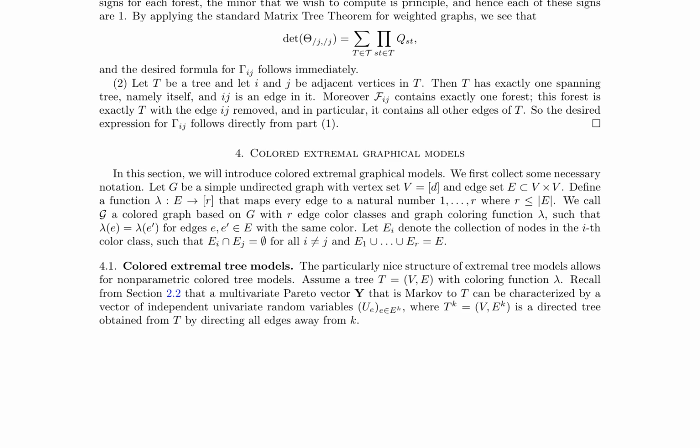The authors then introduce the concept of colored extremal graphical models, which are graphical models for extremes that allow for different edge colors. They define a colored graph G based on a simple undirected graph G with vertex set V and edge set E, and a function lambda that maps every edge to a natural number. They also define the collection of edges in the ith color class, E_i, such that E_i intersection E_j equals the empty set for all i not equal to j, and E_1 union through E_k equals E. Finally, the authors introduce colored extremal tree models, which are a special case of colored extremal graphical models. They assume a tree T with coloring function lambda and recall that a multivariate Pareto vector Y that is Markov to T can be characterized by a vector of independent univariate random variables.